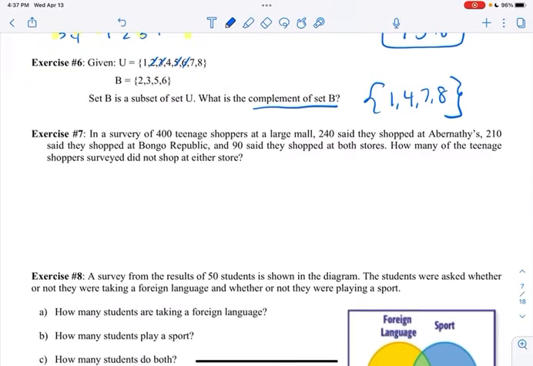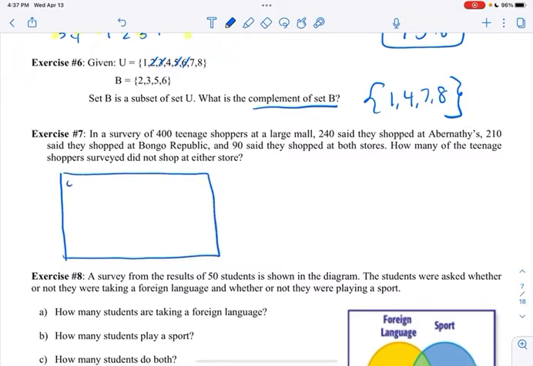All right, next one, number 7. In a survey of 400 teenage shoppers at a large mall, 240 said they shopped at Abernathy's, 210 said they shopped at Bongo Republic, and 90 said they shopped at both stores. How many of the teenage shoppers surveyed did not shop at either store? All right, so there's 400 total people. I'm going to make a little Venn diagram to show this whole thing. There's 400 total people, okay?